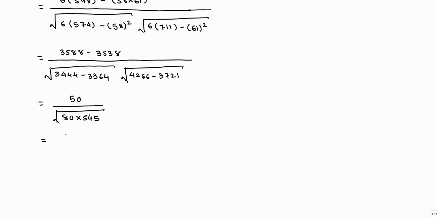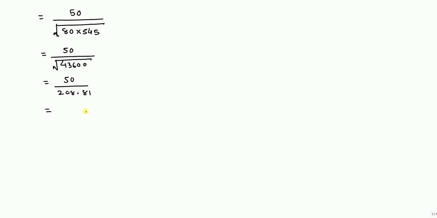So 50 divided by, okay, the product of both the terms, 80 into 545, is 43600, in under root. Now 50 upon under root of 43600 is 208.81, and if we divide 50 by 208.81, it gives us 0.24. So r equals 0.24 is our answer.